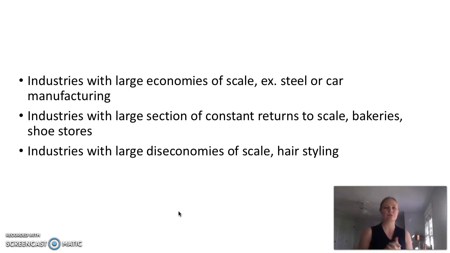Then you've got industries with a large section of constant returns to scale. If you think about bakeries or shoe stores, you can have small bakeries and large bakeries, small shoe stores, large shoe stores, and they're all pretty efficient. And then sometimes you can think about industries with large diseconomies of scale, where it makes more sense to be small. The only one I could think of today was hairstyling. You don't see giant barber shops, right? You see pretty small hairstyling places. So that's one thing.